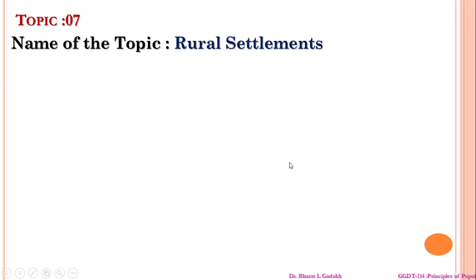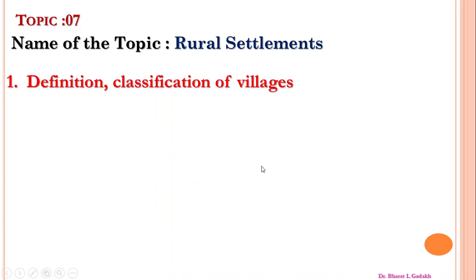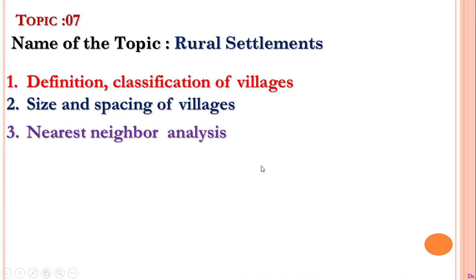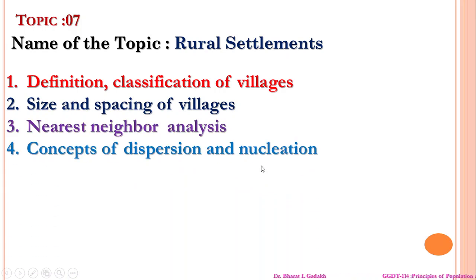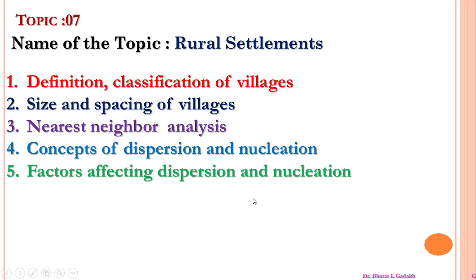The topic number 7 is rural settlement. In this topic we will cover, first, definitions and classification of villages. Second, size and spacing of villages. Then nearest neighbor analysis, then the concept of dispersion and nucleation, then factors affecting dispersion and nucleation. These are the five topics covered in rural settlement.